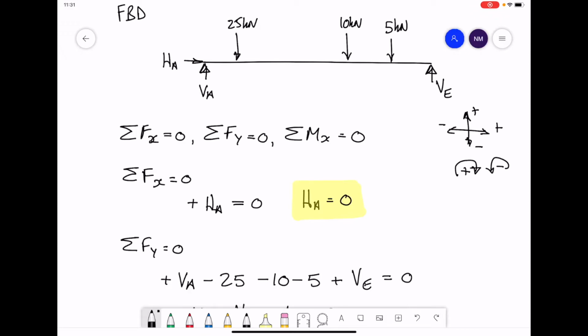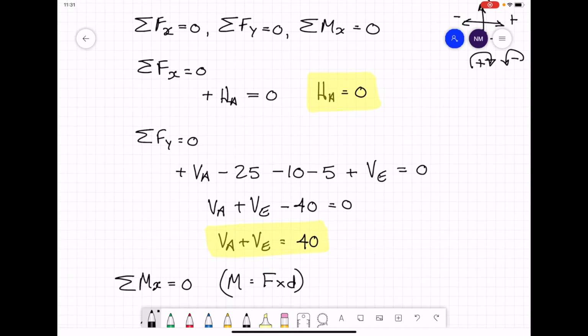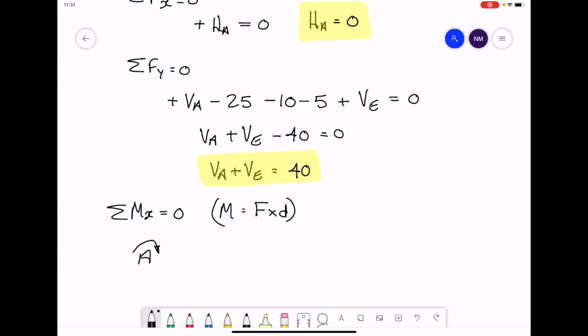And looking back at our free body diagram, HA, VA, their distance is 0, so it won't produce a moment. What does produce a moment is the 25 kilonewtons, the 10 kilonewtons, the 5 kilonewtons, and VE, the last reaction. So now I'm going to write down the force and the distance from point A to each of the relevant forces. So starting off, the 25 kilonewtons, and it is half a meter across to the 25 kilonewtons.